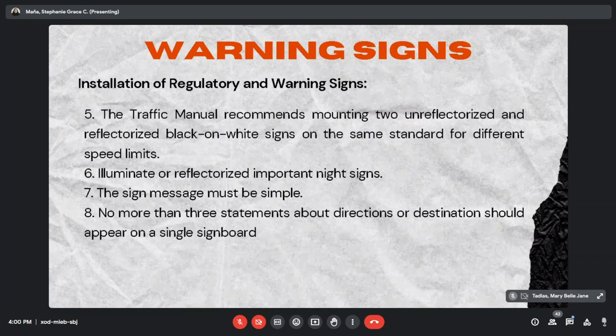So fifth, the traffic manual recommends mounting two unreflectorized and reflectorized black on white signs on the same standard for different speed limits. Sixth, illuminate or reflectorize important night signs. Seventh, the sign message must be simple. And last, no more than three statements about directions or destination should appear on a single signboard. So next.